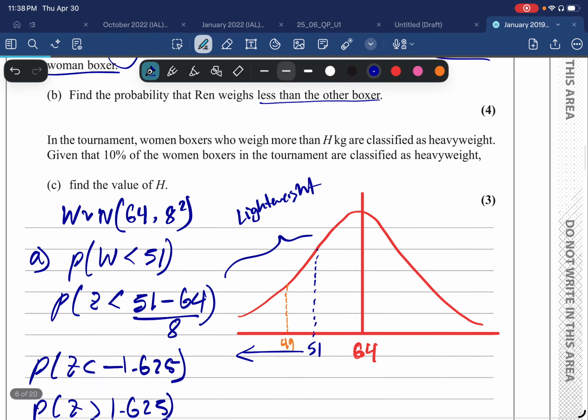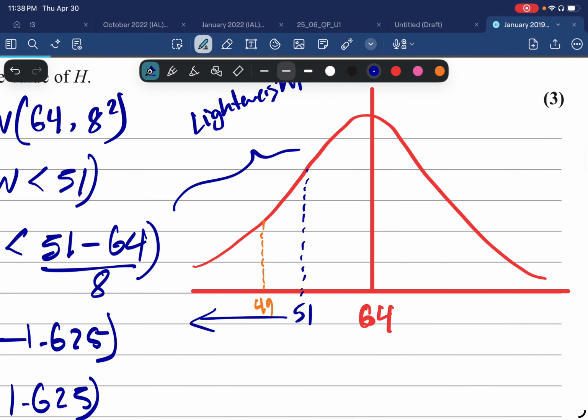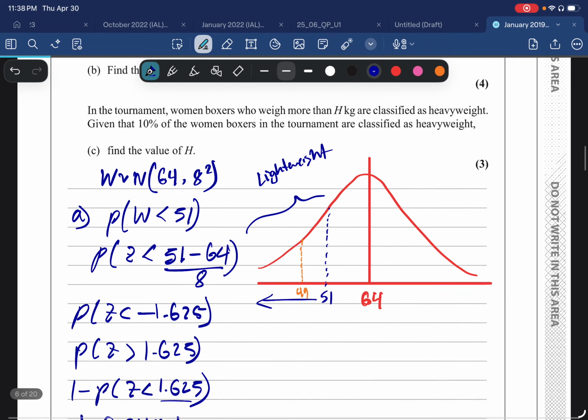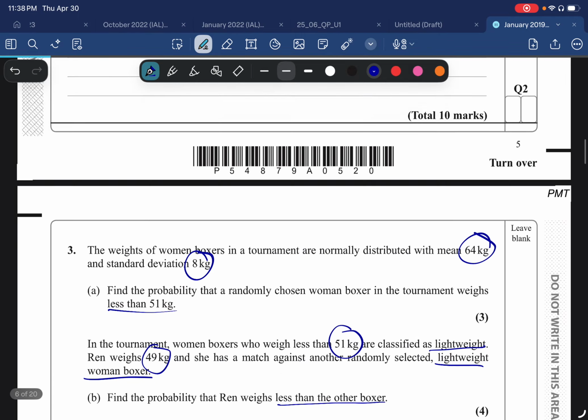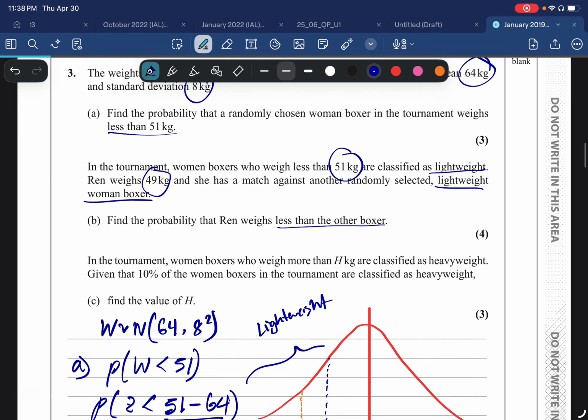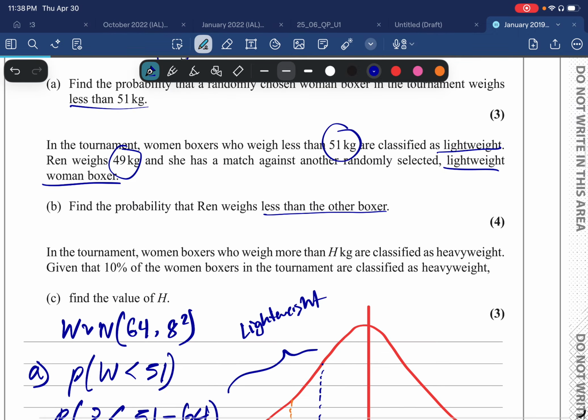Basically, it is saying that Ren is going to fight against someone who is guaranteed to be less than 51. And we want the probability that Ren is going to weigh less than the other boxer.